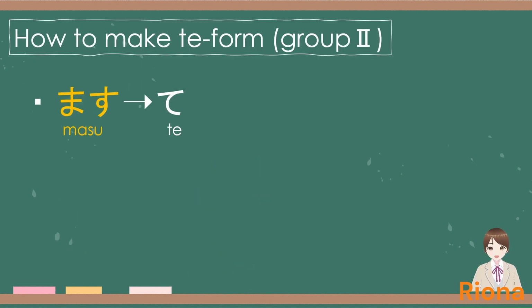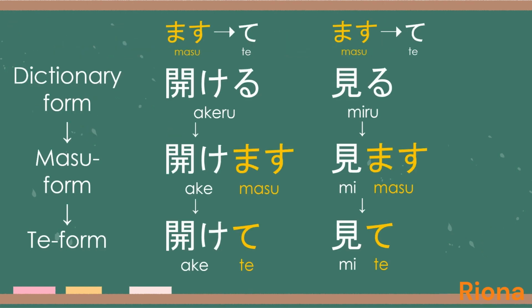Next is Group 2. In the case of Group 2 verbs, you can make て form by changing mas to て. For example, in the case of 開けます, which is the mas form of open, 開ける, it is a Group 2 verb, so by changing this mas to て, we can make it て form.